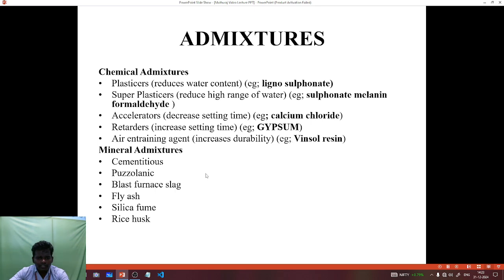Example: benzol resin. These five are chemical admixtures, and now we are going to see the mineral admixtures: cementitious and pozzolanic materials, blast furnace slag, fly ash, silica fume and rice husk. These are the admixtures commonly used in our country for adjusting concrete properties as per our own wish and the client's wish.